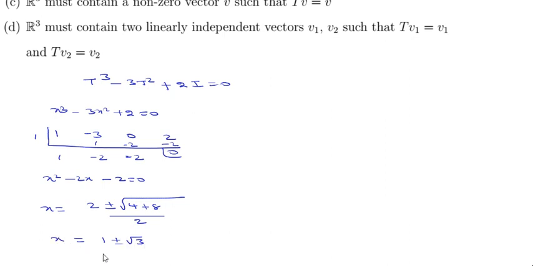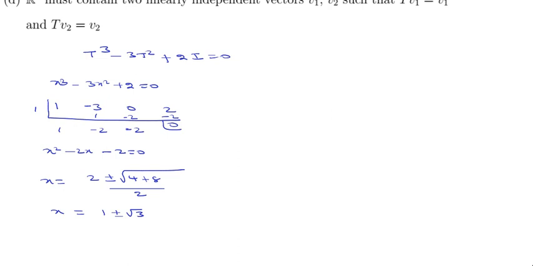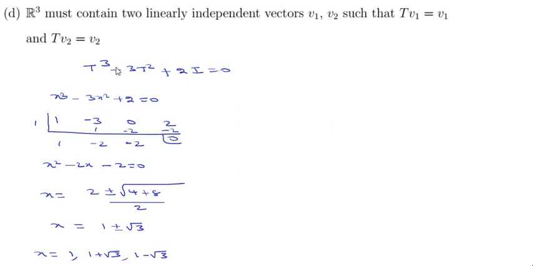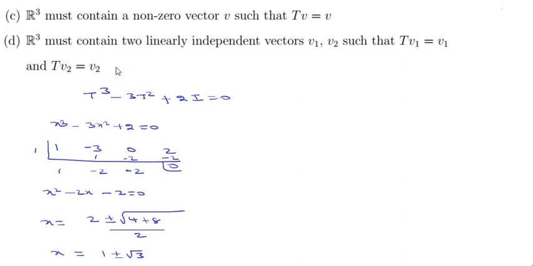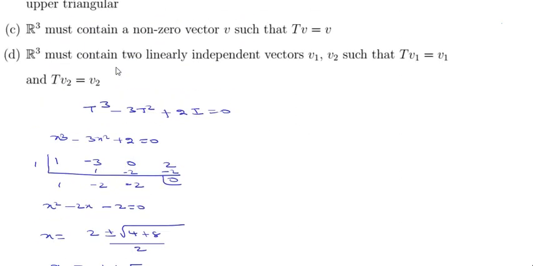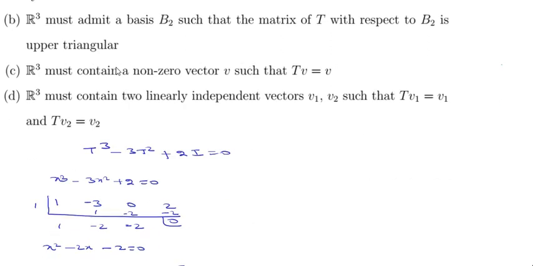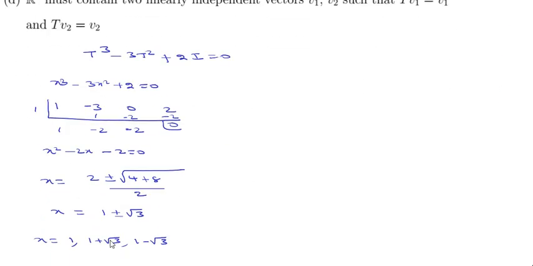So this is x. Therefore, x is equal to 1, 1 plus root 3, 1 minus root 3. These are the roots of this equation. Since the roots are distinct, these can be considered as the eigenvalues. So the eigenvalues are distinct.